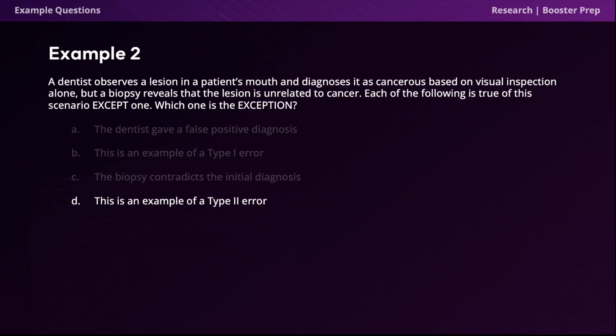So when the dentist diagnoses the lesion as cancerous, he is saying that the result is positive. However, since the biopsy revealed it's unrelated to cancer and contradicts the dentist's initial diagnosis, it is false. This makes this scenario a false positive scenario. Recall that false positive errors are type 1 errors. As we can see, this makes options A, B, and C all true. Meanwhile, option D states that this is an example of a type 2 error. Since this statement is false, we know that answer choice D is the correct answer for this question.